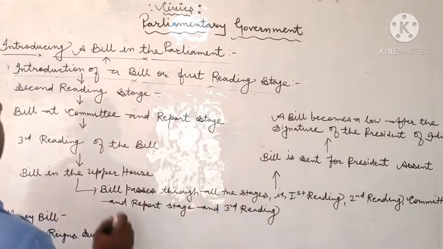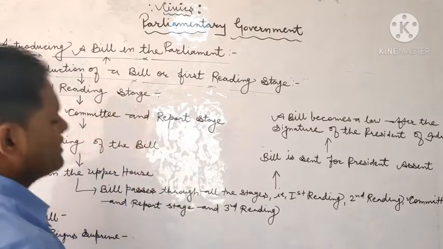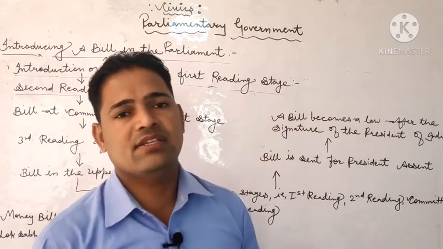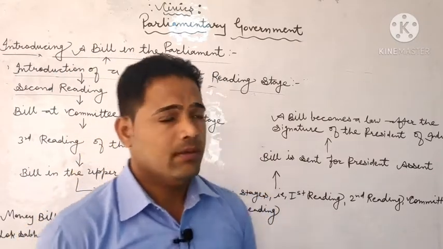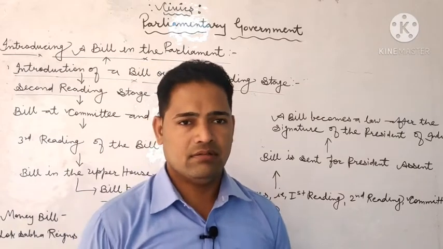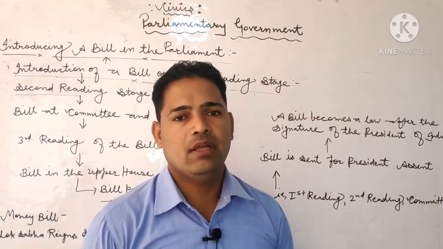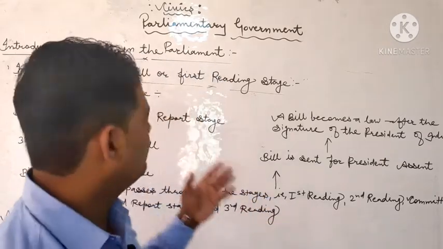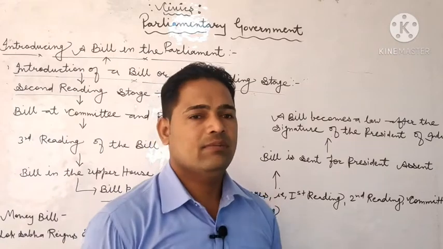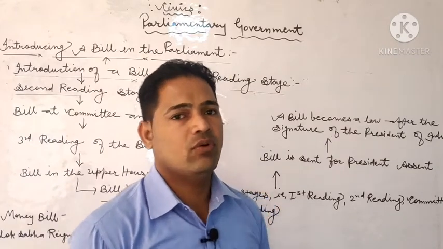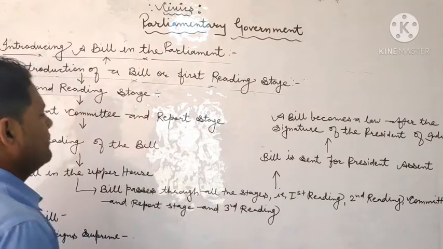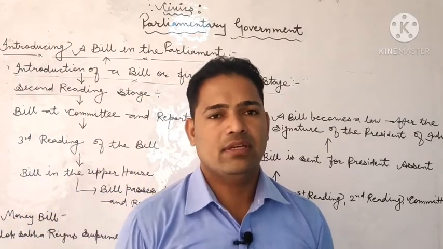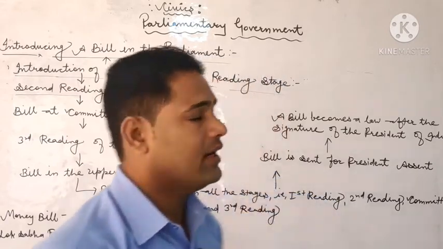Then, my dear students, the second stage, that is the second reading stage. Between the first reading stage and the second reading stage, there is a gap. Why is there a gap? Because before the second reading stage, the speaker requires many copies of the particular bill, and to print the copies he requires time. After that, the mover can seek permission to go for the second reading. Then the formal reading of the bill is done in the house, and they can go through it and see what kind of bill it is.